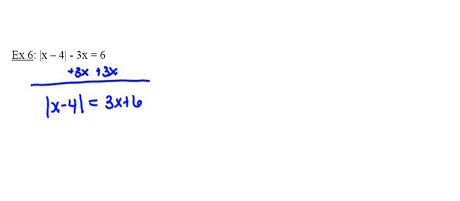Now the absolute value is alone. So now we can go ahead and set up our two equations. Remember, the two equations start with the absolute value, the stuff inside of it. So it's x minus 4 is equal to, the right-hand side, 3x plus 6. Now the other equation still starts out with x minus 4. And notice there's no absolute value around either of these.